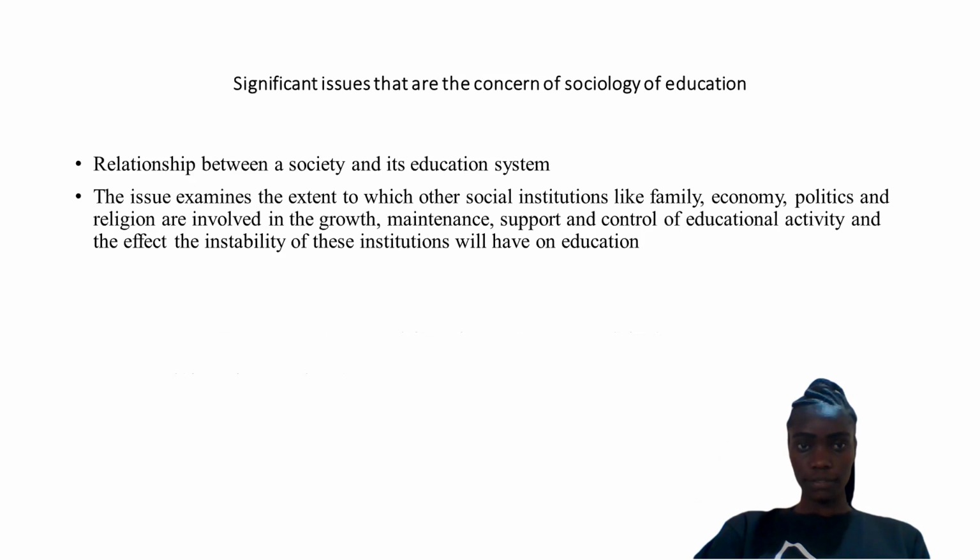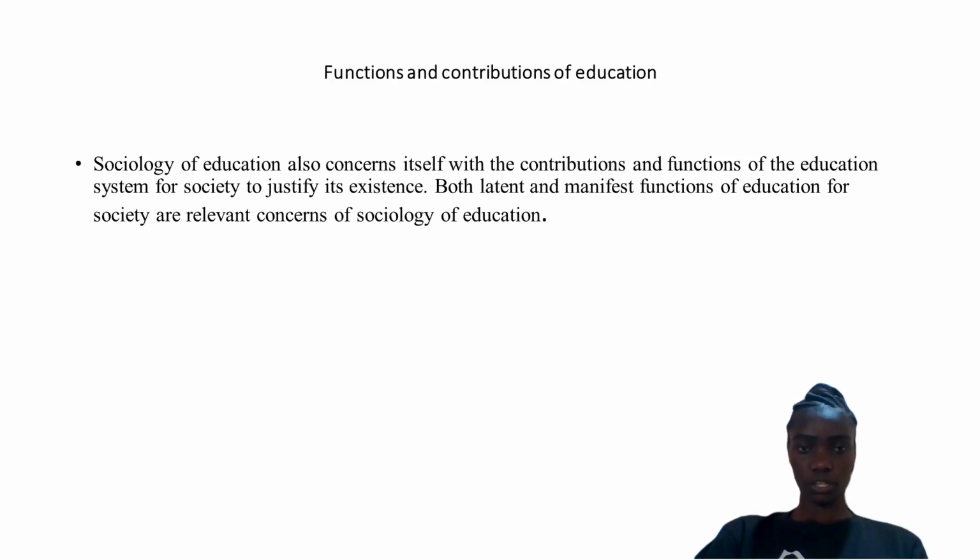The next one is significant issues that are the concern of sociology of education. We have the relationship between a society and its education system, whereby the main issue examines the extent to which other social institutions like family, economy, politics, and religion are involved in the growth, maintenance, support, and control of educational activity, and the effect the instability of these institutions will have on education.